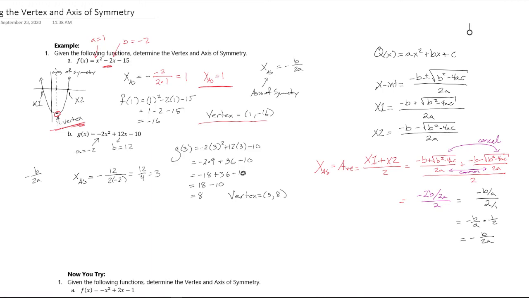It's really not that bad once you get used to it. It's just being able to apply that formula and then plug that x value back in to find the y value of the vertex, and then state it.